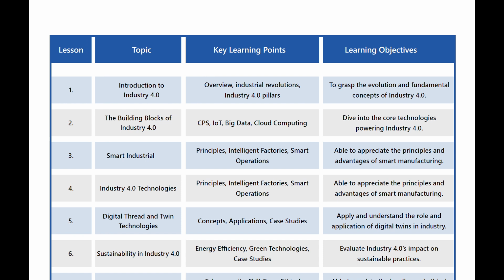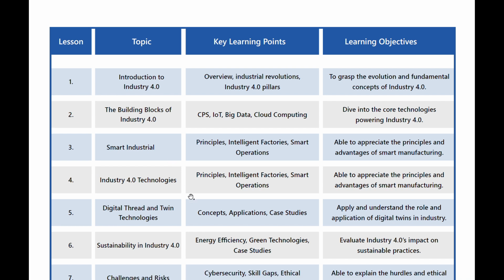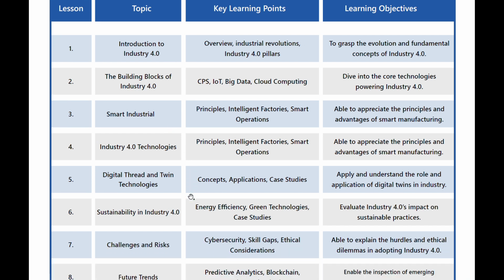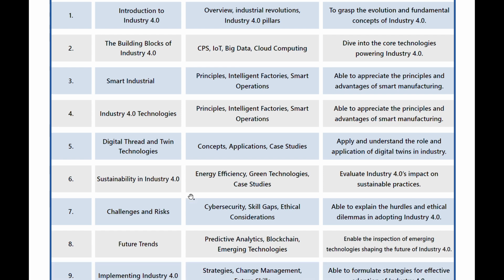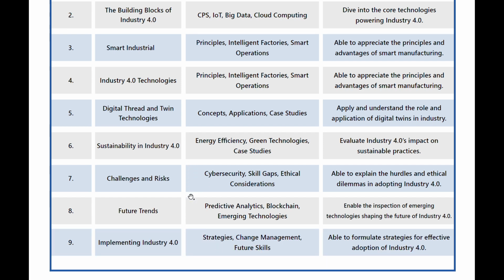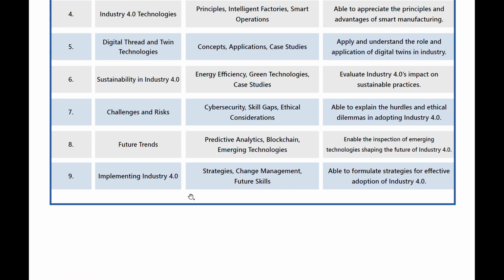The key learning points about the Industrial Revolution and Industrial 4.0 are to grasp the evolution and fundamentals of 4.0, the building blocks of 4.0 such as CPS, big data, cloud computing, and smart industries, Industrial 4.0 technology, digital thread and twin technology, sustainability in 4.0, some of the challenges, future trends, and implementing 4.0.